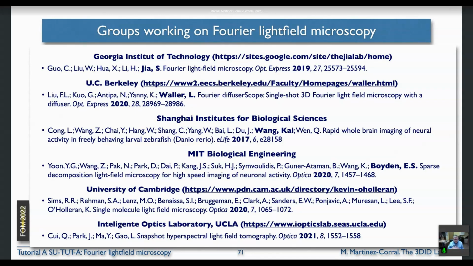The most active is the group from Georgia Tech. They have also published a lot of papers. They are the group who propose to use not 3 images but two. Then the group of Laura Waller, the group of Kai Wong, this group from MIT, Boyden, from Cambridge, O'Halloran group, and from UCLA.